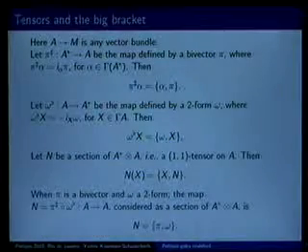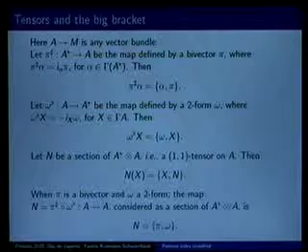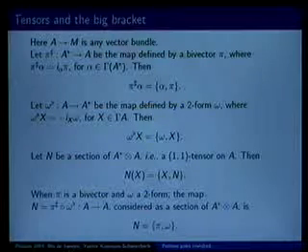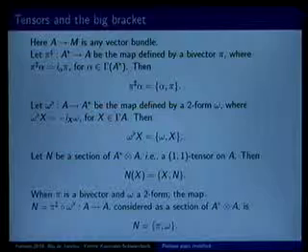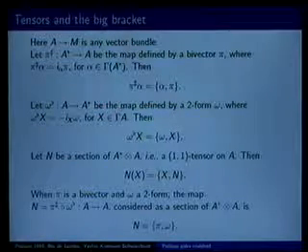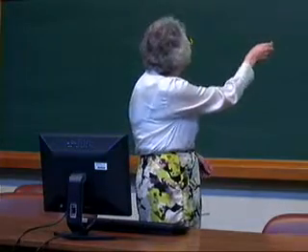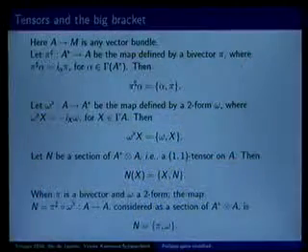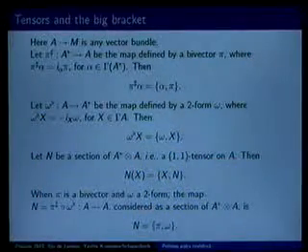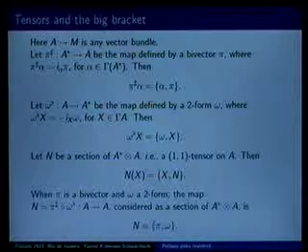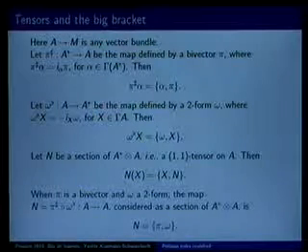Now, I want to convince you that the big bracket is good for everything. So if we have a bivector, a section of wedge 2 of A, then it maps A star to A, and the way to express how it acts on forms is just to take the big bracket of pi with alpha. Same thing for a 2-form. Well, there is a change in the order of things, but that's normal.